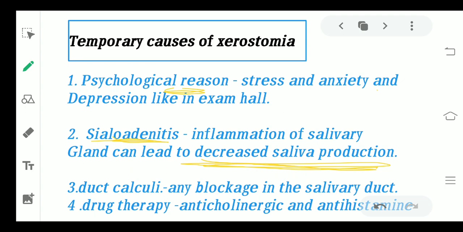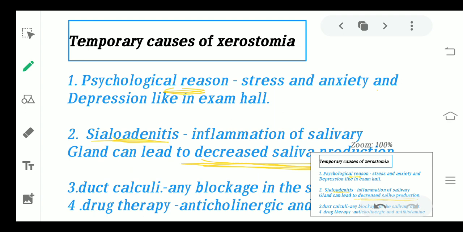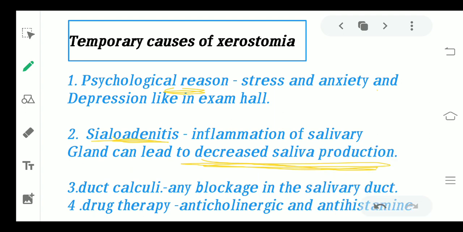Another condition which we have is duct calculi. What happens in duct calculi is there is blockage of the salivary ducts. There are salivary ducts in the salivary glands, and because there is obstruction in this salivary duct, it will lead to xerostomia because the saliva production will be decreased. Another thing we have is drug therapy. There are certain drugs like some anticholinergic drugs or some antihistamine drugs which are responsible for xerostomia.